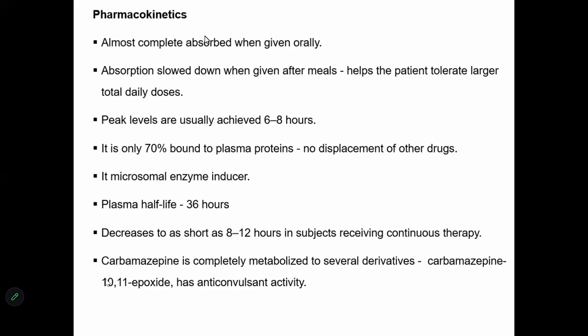When given for a long period of time, the half-life reduces, and this explains why there is a need to increase the dose. It's completely metabolized and several derivatives are produced. Among them is the 10,11 epoxide. It is this particular metabolite which has anticonvulsant activity.